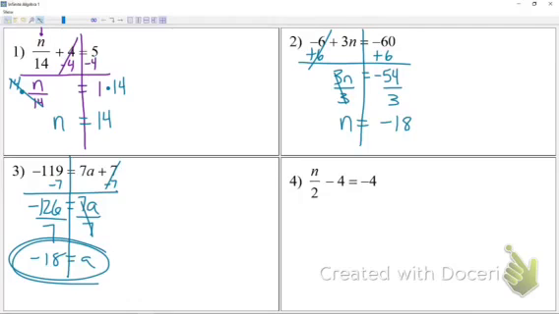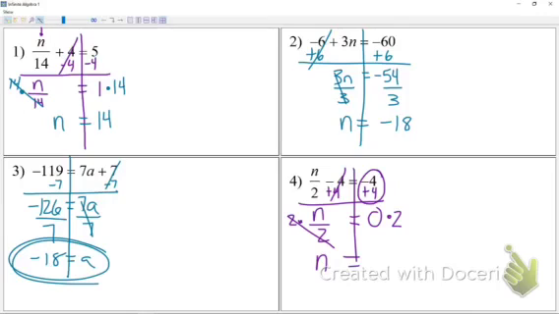And then going over to number 4. Number 4 is just like number 1. Okay, we got to get rid of the addition and subtraction first, so I need to get rid of the minus 4 by adding 4. Add 4 over here. Now don't be silly. n divided by 2 equals negative 4 plus 4. Guys, that's 0. Get rid of your division by multiplying. Multiplying. Again, don't be silly here. 0 times 2 is 0.